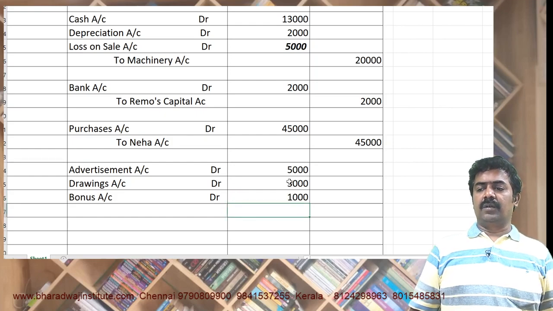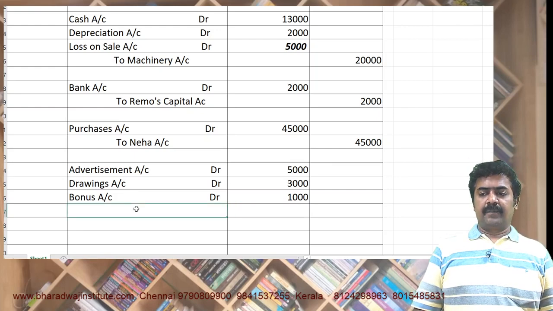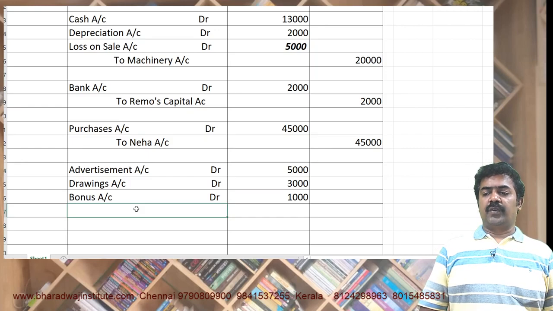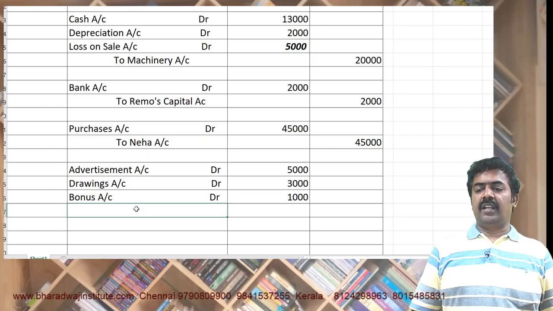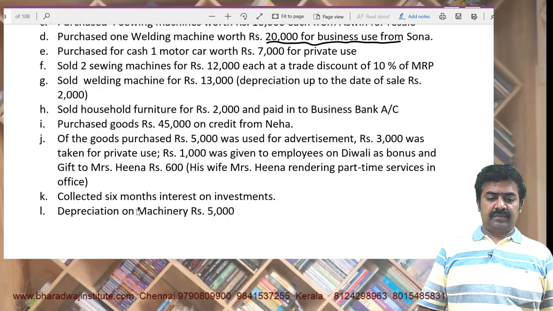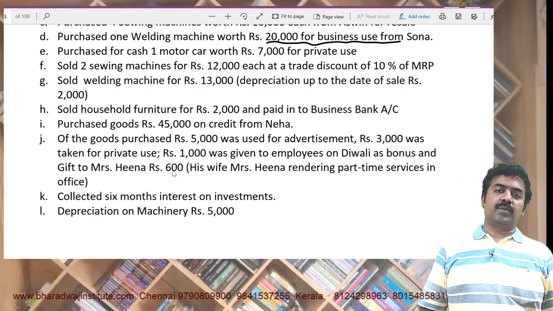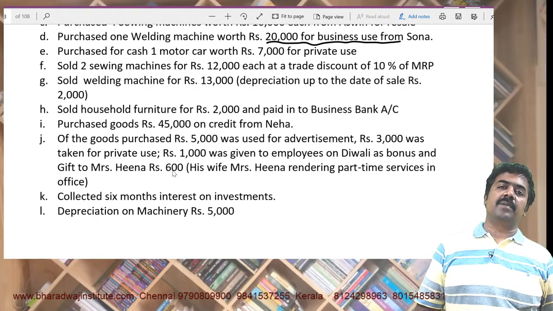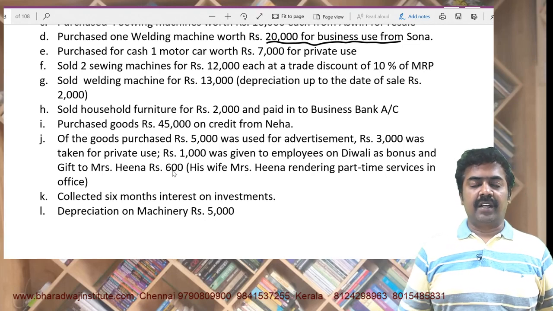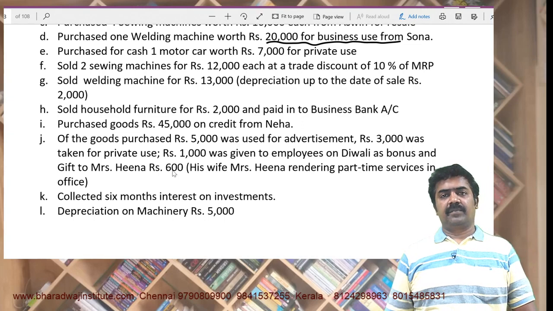Personal use 3,000, 1,000 for bonus, gift to Hina, his wife is rendering part-time services. So what to do? The 600 is given as a gift to his wife, but the wife is working in the business, for part-time services she is rendering in the office. What to do? Should we take it as personal purpose or shall we take it as part of salary?